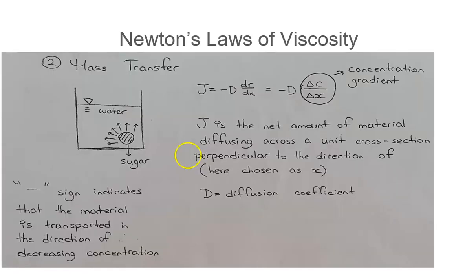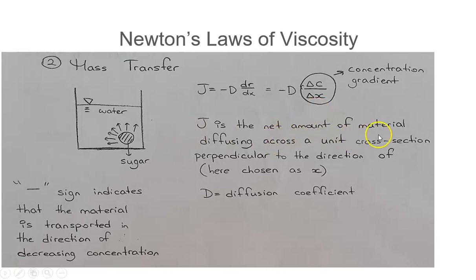Mass transfer is given as this expression, J equals minus D dC/dx, which can also be equal to minus D multiplied by change in C divided by change in X. Change in C divided by change in X is referred to as the concentration gradient. Don't forget, when we were talking about heat transfer, we talked about the thermal gradient. Under mass transfer, we're talking about a concentration gradient.